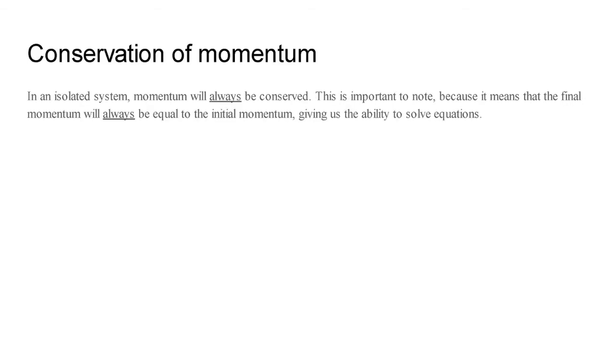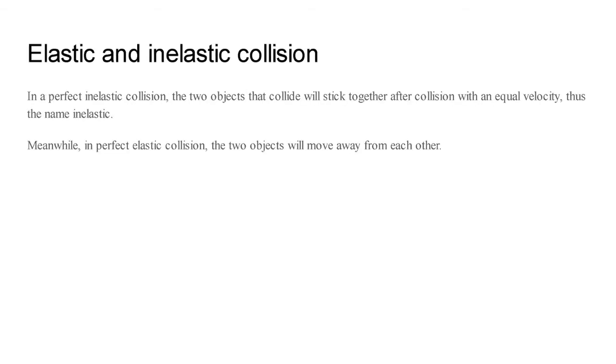In an isolated system, momentum will always be conserved. This is important to note because it means that the final momentum will always be equal to the initial momentum, giving us the ability to solve equations. In a perfect inelastic collision, the two objects that collide will stick together after collision with equal velocity, thus the name inelastic. Meanwhile, in perfect elastic collision, the two objects will move away from each other.